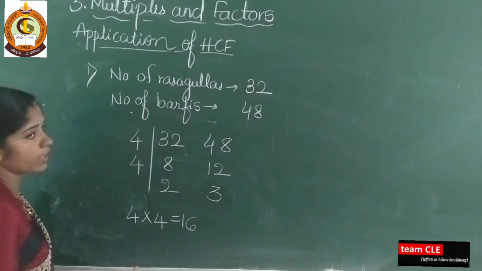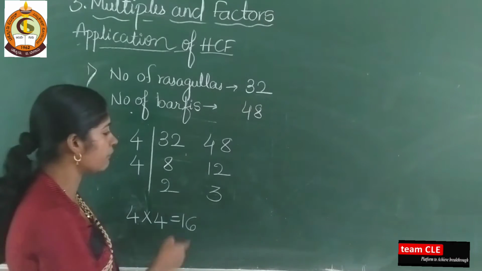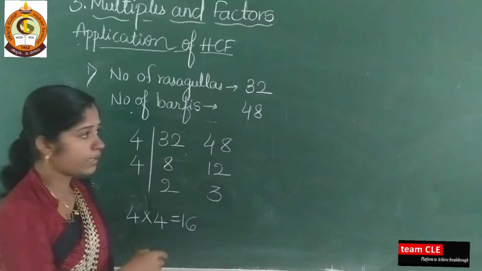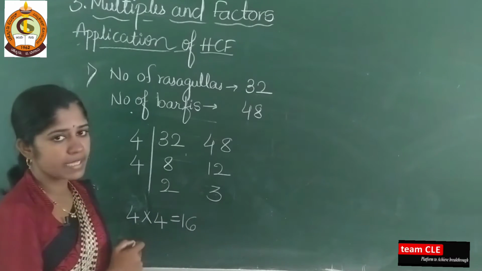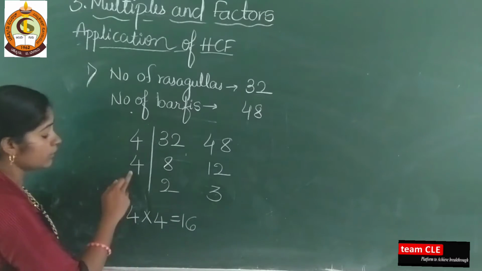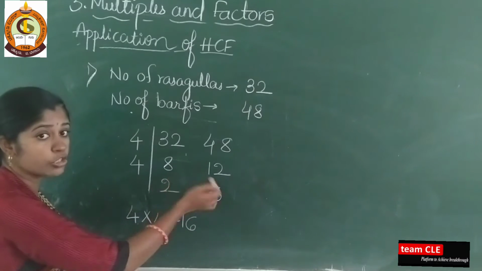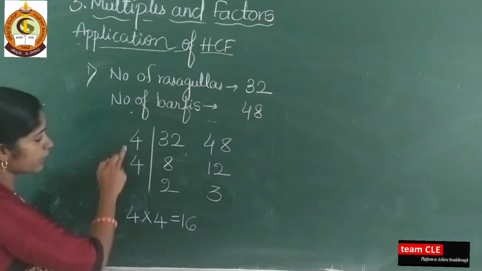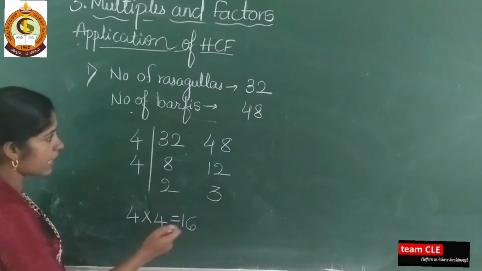See here, when we find the LCM of the numbers, you have to divide until you get a 1. But in the case of the HCF, you need to divide until both the numbers are not in the same table. So here you just take these two numbers. 4 fours are 16.